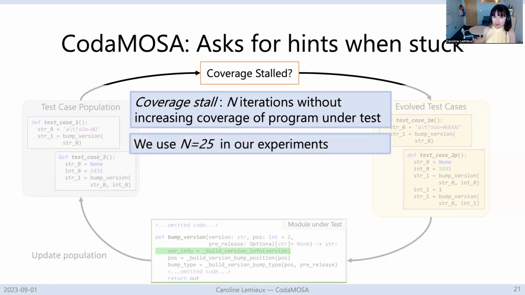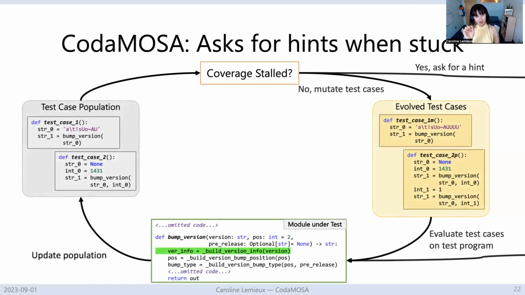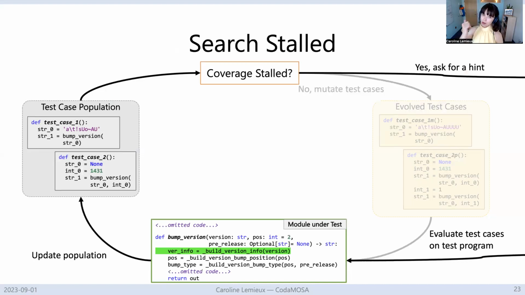I arbitrarily chose n equals 25 as the n iterations, but that may not be the optimal value, but it is a consistent and not overly tuned one. Anyway, regardless, the first thing in CodaMOSA is to add this check for whether coverage is stalled. And now that we have this check, we're actually going to do something with it, which is if we're in a case where we find that indeed coverage is stalled, mutation is not getting us anywhere, rather than continue to do mutations, we're going to ask for a hint.